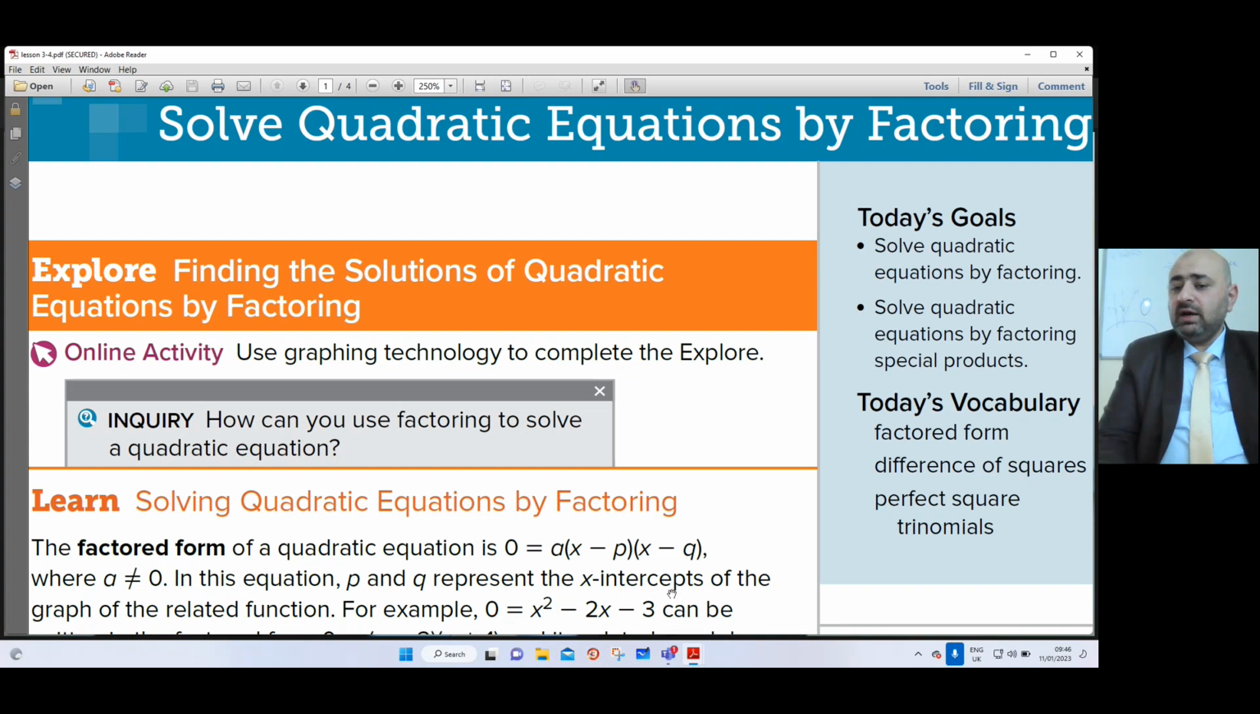products. And we have four new words in this lesson. We have factored form, difference of squares, perfect square, and trinomials. So I want all of you to write the title in your notebook on a new page. The first idea in this lesson, we want to learn solving quadratic equations by factoring.